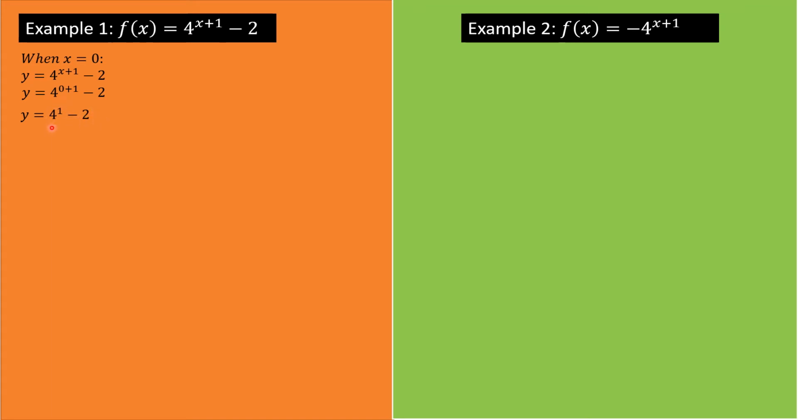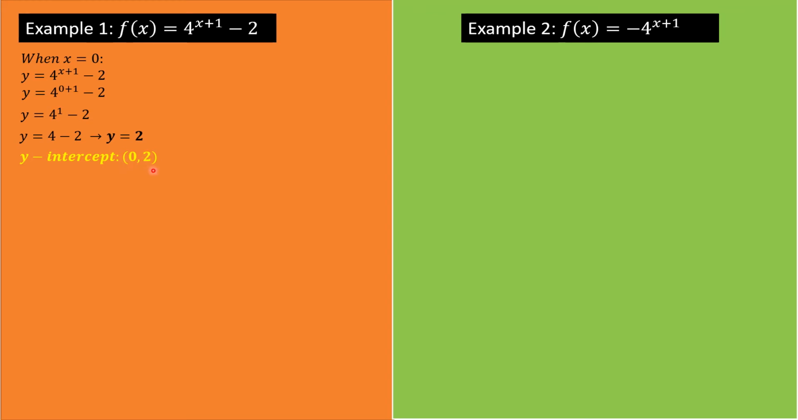And then let's simplify this. 4 raised to 1, that is equal to 4. So y equals 4 minus 2, and 4 minus 2 is equal to 2. y equals 2, this is now our y-intercept. So the ordered pair, to know the point of our y-intercept, that is 0 and 2. 0 is the abscissa and 2 is the y-ordinate.